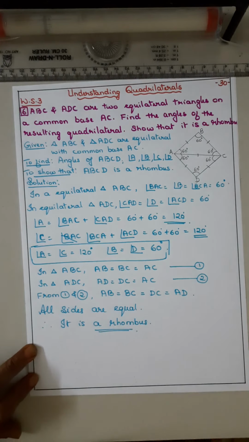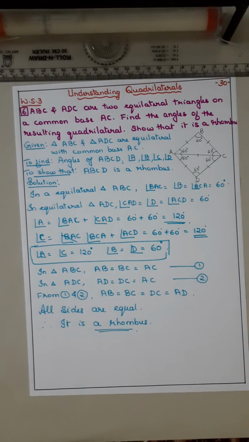See, when all the sides are equal, you have to say rhombus, not a square. Because for a square, they have to tell that the corner angles are 90 degrees. If they mention that, then only it will be a square. Otherwise, it will be a rhombus only. Understood?